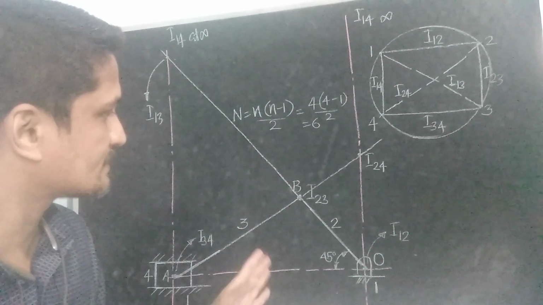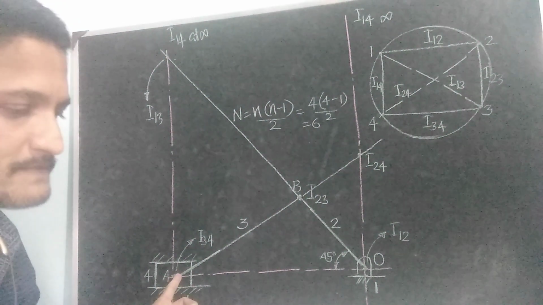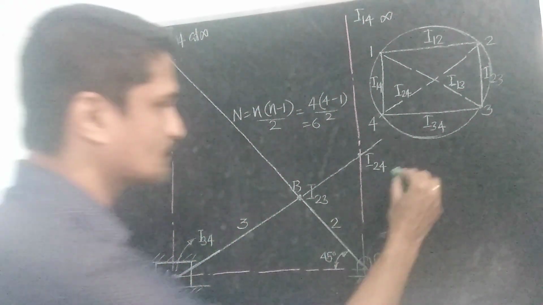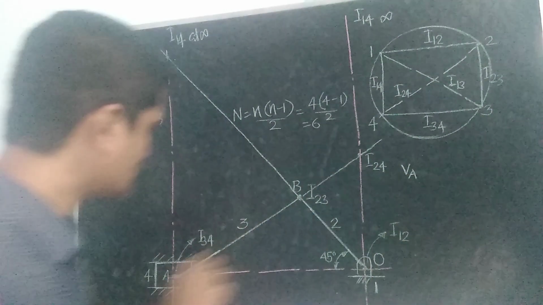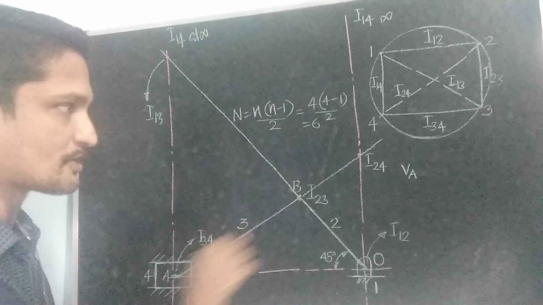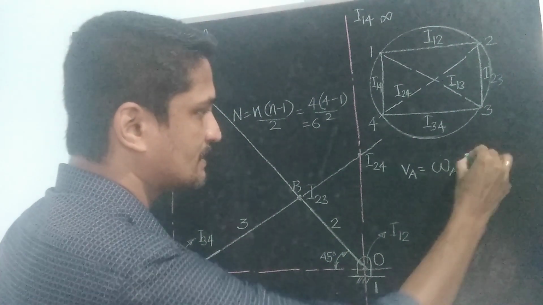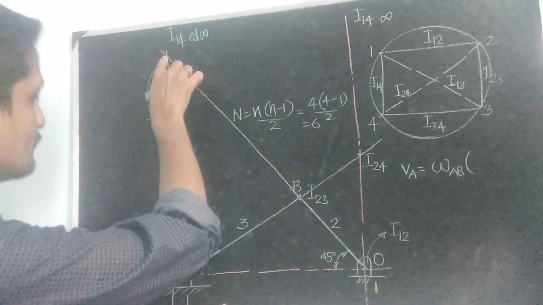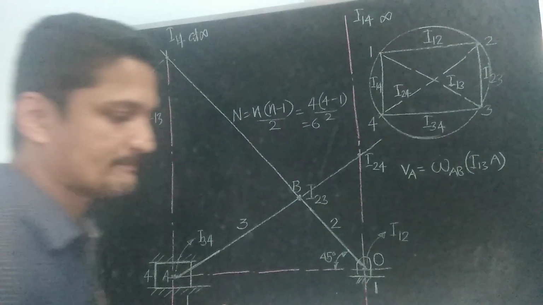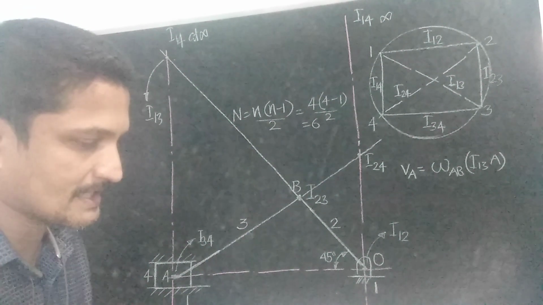Next, we have to find the velocity of the slider A. Here we know that the velocity of A, when A is a part of this particular connecting rod, VA is equal to omega AB into I13A.